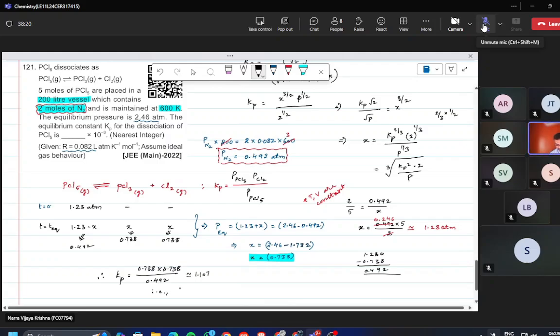That is 1107 into 10 power minus 3. Correct? So here the answer must be 1107. Check the answer, sir. Correct? Understood or not? Next question. Yes, sir.